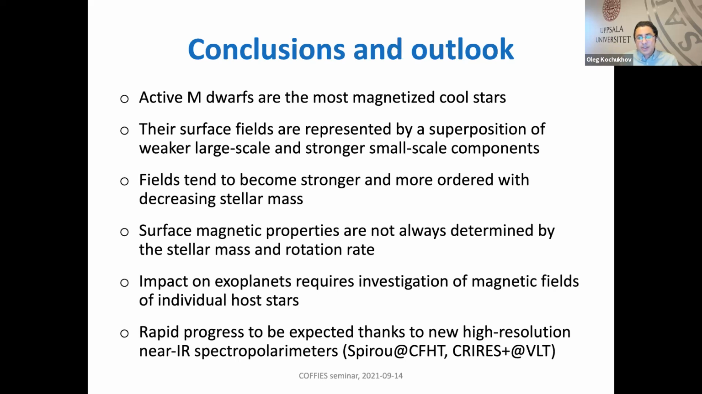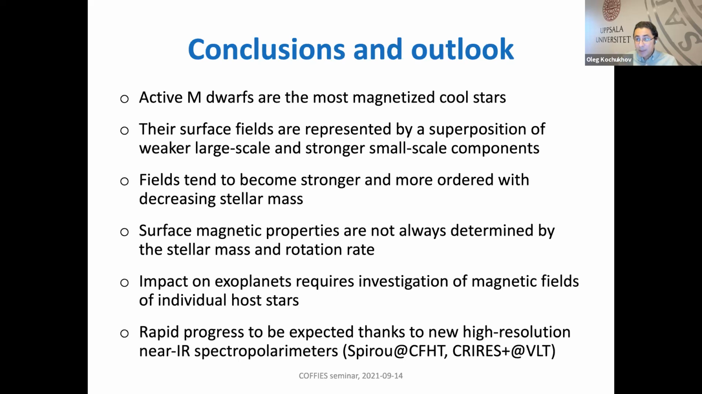It seems that observations can be interpreted by the superposition of weak large-scale field and strong small-scale field components. As we decrease stellar mass, it is more common to find M-dwarfs with more ordered global magnetic fields, with axisymmetric stable dipolar fields. But at the same time, we do have this interesting conundrum that stars with similar mass and rotation rates are having different magnetic properties. So the dynamo does not have a unique solution in a way.